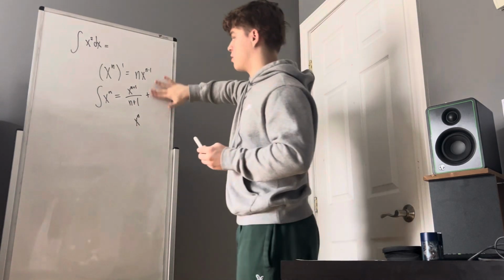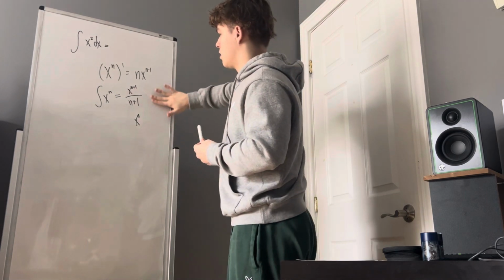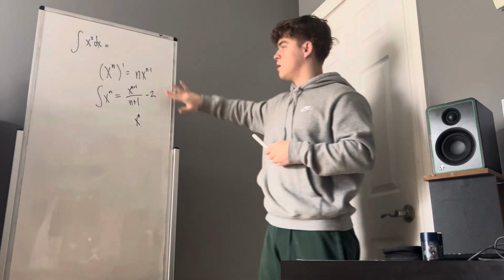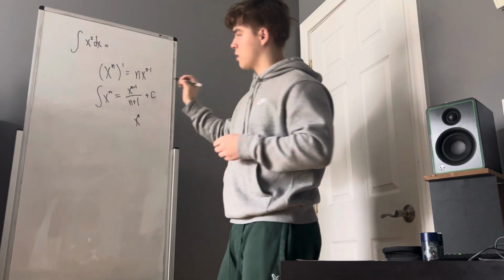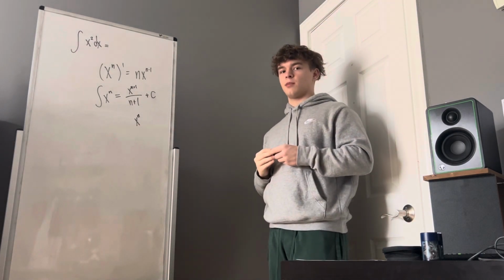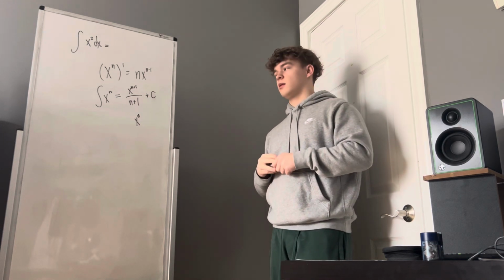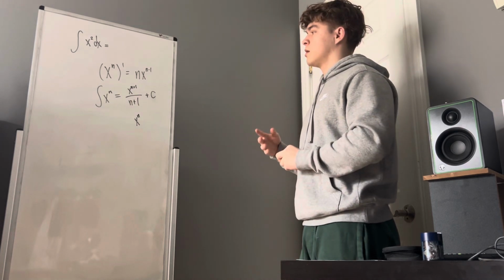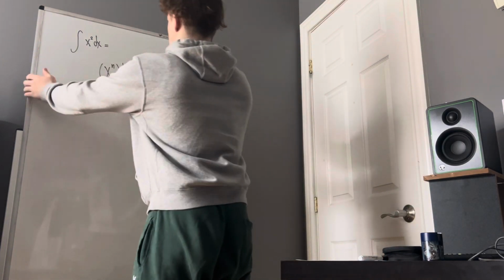Same thing if we added a plus 7, or a minus 2. So what do we say? Well, we use a general form, plus c, where c is any real number. So c could be pi. C could be Euler's number. And there's ways to figure out what c is, initial value problems and things like that.